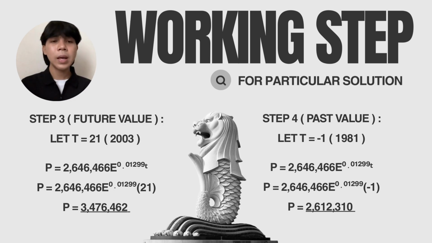And next, for the past estimation, I let t equals -1, which represents the year 1981. Substitute into the model, P equals 2,646,466 e to the power of 0.01299 times -1, which gives the value of 2,612,310. This method is called extrapolation, where we use the model to predict values beyond the observed data, assuming the growth rate remains constant.